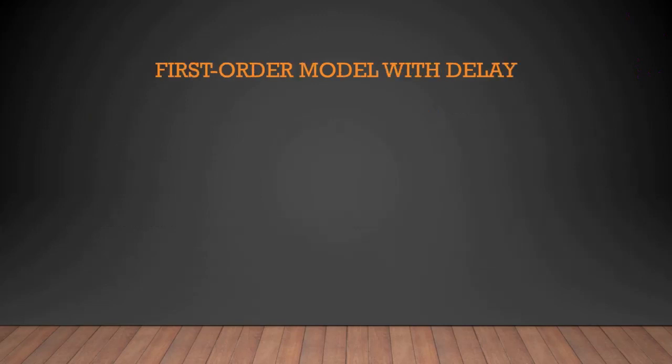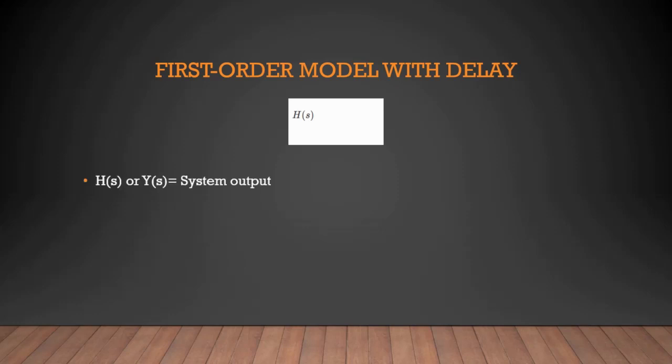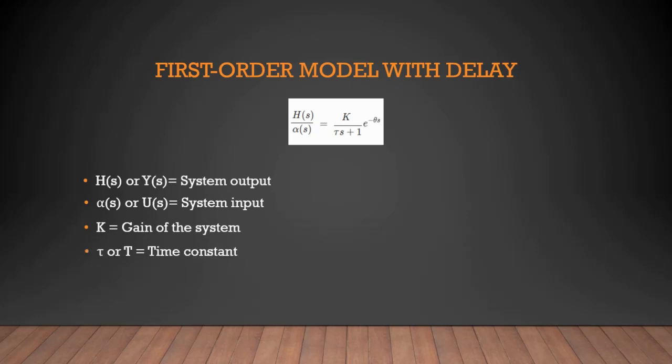Then let's talk about a first-order model with delay, and let's explain its transfer function. We have the capital H or the capital Y, that means the system output, over the alpha or capital U, that means the system input, and that is equal to the capital K, that means the gain of the system, over the tau or capital T, that means the time constant, and at this point we add the delay term, that is a theta or a tau.